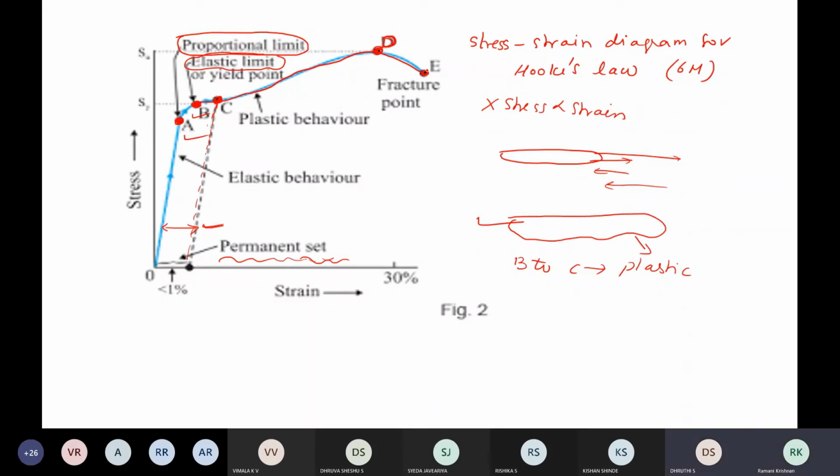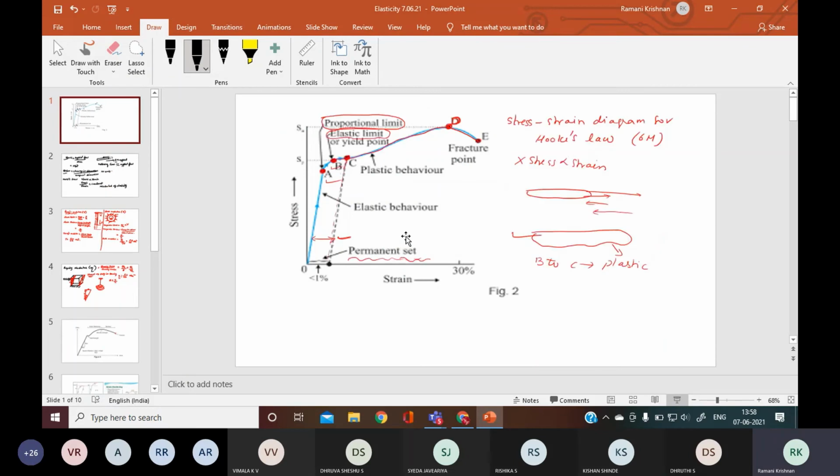Fracture means the bone has broken. Here, what will happen at point E? It is the fracture point: the wire will break, the body will break. So E is the fracture point. And from C to D, the body hardens.